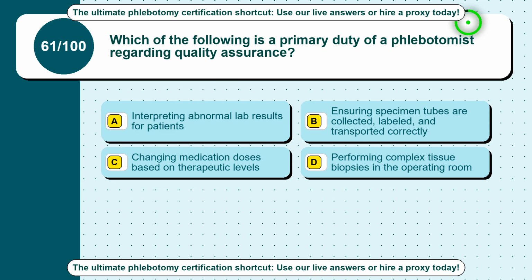Question 61. Which of the following is a primary duty of a phlebotomist regarding quality assurance? Option A. Interpreting abnormal lab results for patients. Option B. Ensuring specimen tubes are collected, labeled, and transported correctly. Option C. Changing medication doses based on therapeutic levels. Option D. Performing complex tissue biopsies in the operating room.